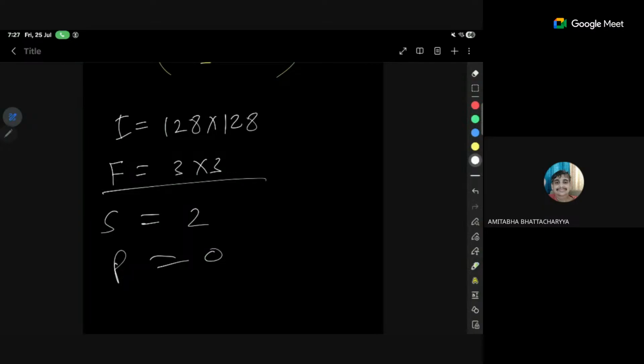So 64 by 64. Oh, 64, you have given 64. Yes. The filter size is 3 cross 3, the stride is 2, so I will subtract it. It will be 125. Divided by 2, it will be 62.5. So I take 63, plus 1, 64 into 64.